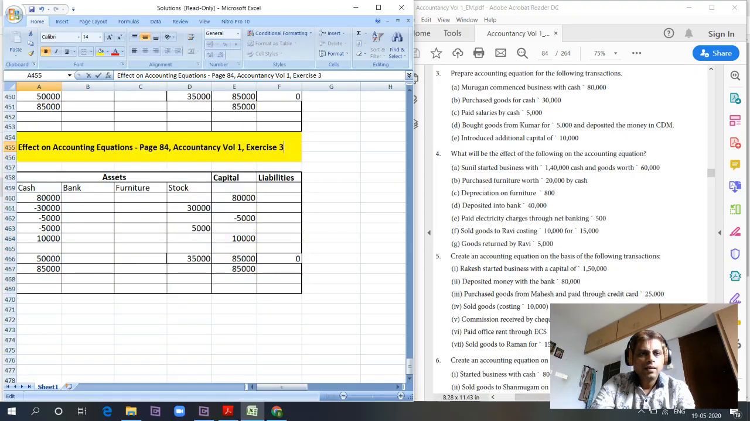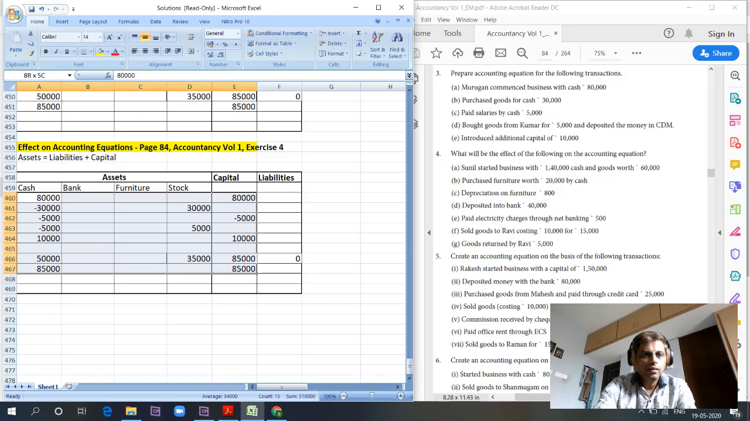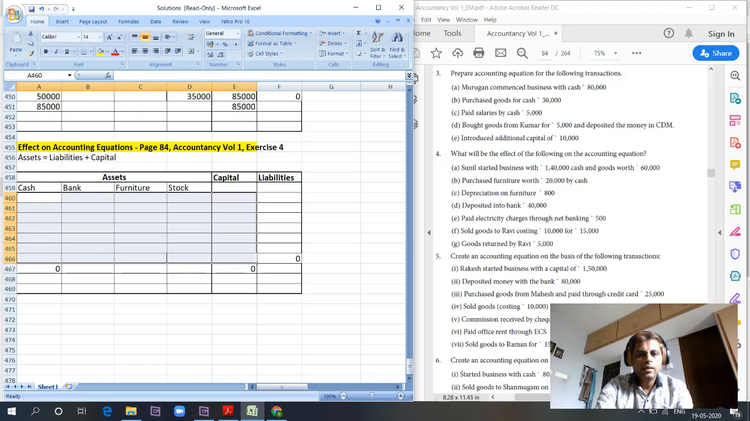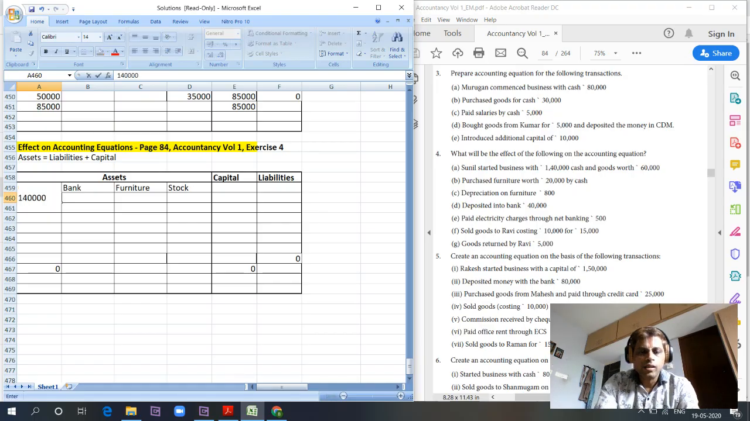Next exercise is 4. Let's do that. What will be the effect of the following on the accounting equation? Sunil started business with 1,40,000 cash and goods worth 60,000. So he is bringing in 1,40,000 rupees cash and stock worth 60,000.